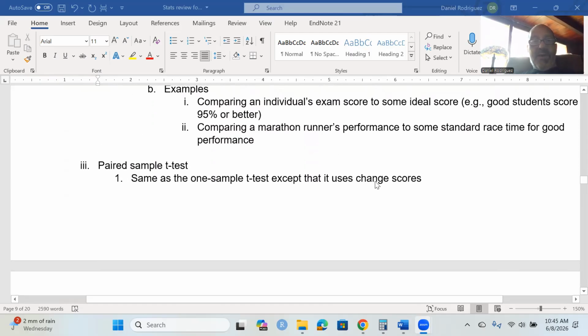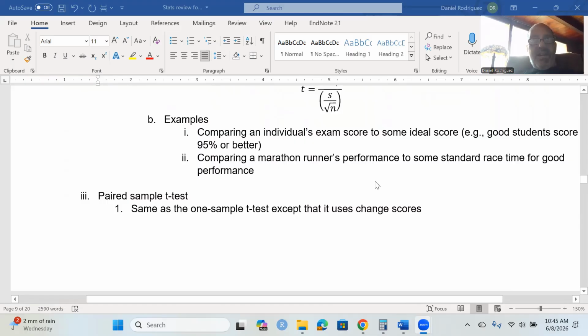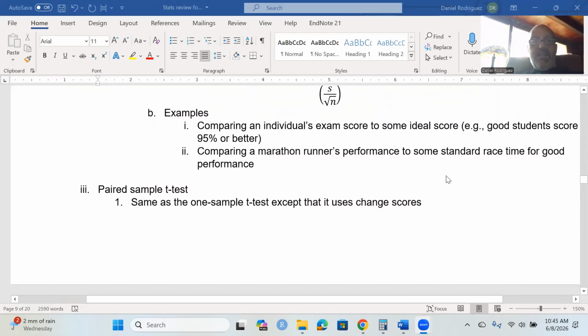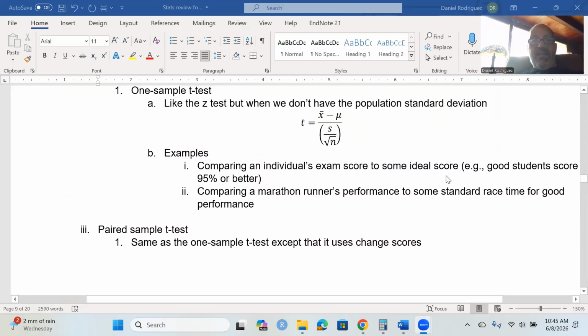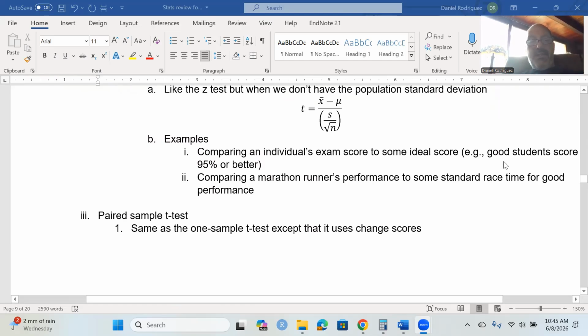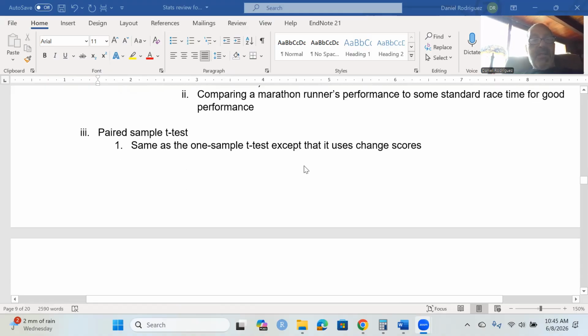Like I was riding my bike today, I might say, oh, a good time for this course is whatever, an hour, and you were a little bit above that. If I was represented by a sample, not just one person, I could compare my sample to that population value, see if I had a significant difference.